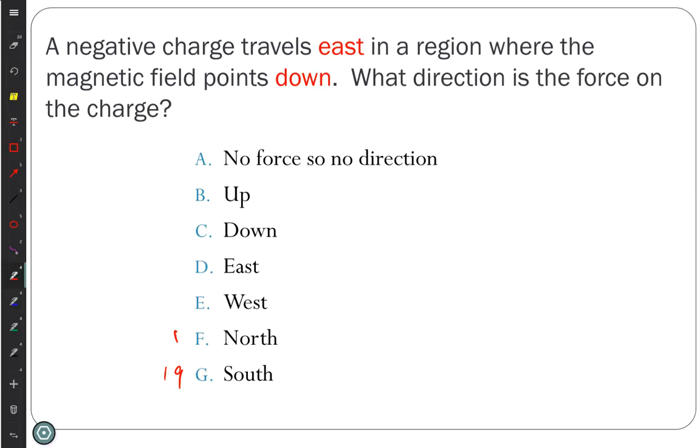It's south because your next finger is still east, and the rest of your fingers are going into the face, which leaves your thumb pointing north, but it's a negative charge, so opposite. Okay, same rules, but we had to remember because of the negative charge, it's the opposite direction.